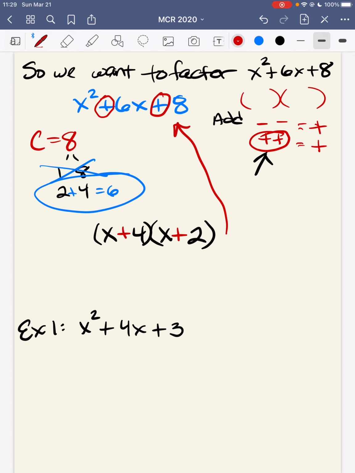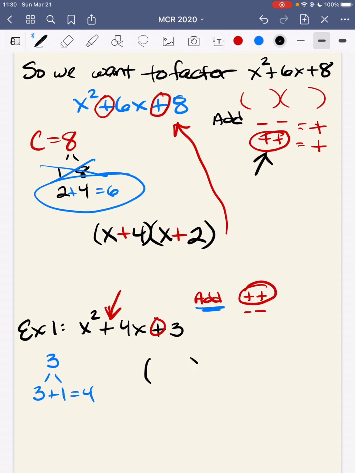So I'm going to look at example 1. I'm looking at my signs. My last sign is positive, so my signs must be the same, and I'm going to be adding them because they're the same sign. My first sign is plus, so they're going to be 2 positives. I need to look at factors of 3 that add up to 4 because I'm adding. I have 3 times 1, and 3 plus 1 is equal to 4. So those are going to be my two numbers.